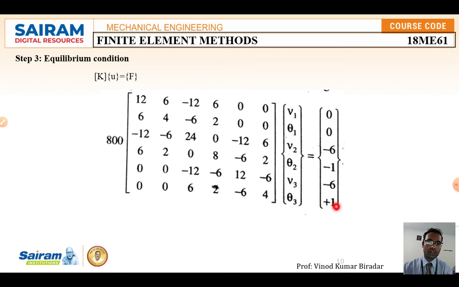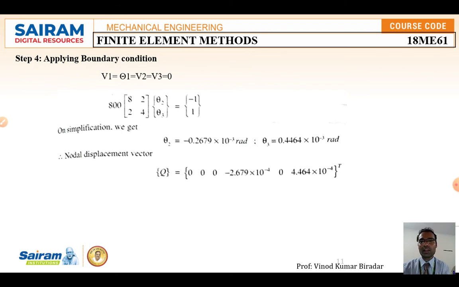So here you have to write the force vector. I consider 0, 0 here because node number 1 is completely fixed. This is related to the UDL, so substitute the formula and you are going to get these values. After this, apply the boundary condition.